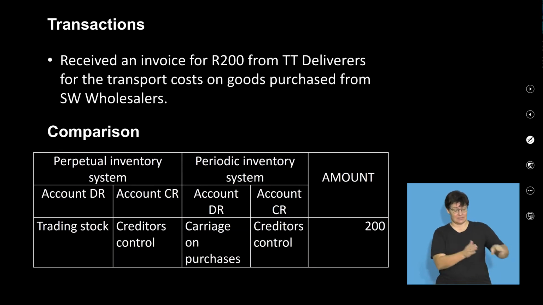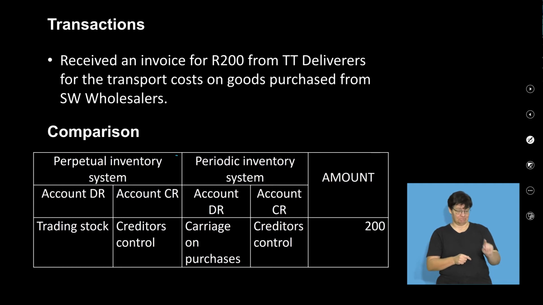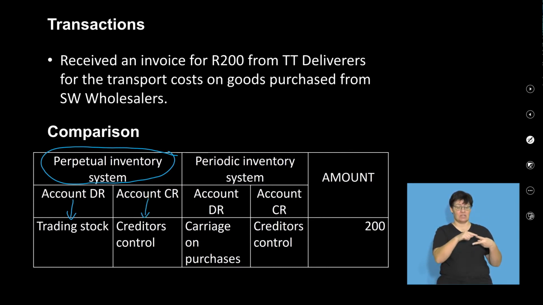It says here, received an invoice for 200 Rand from TT Deliverers for the transport of goods purchased from SW wholesalers, right? Okay, let's take this transaction firstly using the perpetual inventory system. Here we go, perpetual inventory system. Account debited is trading stock. Notice, you don't keep a separate account for the delivery expense. Creditors control because it was done on credit.